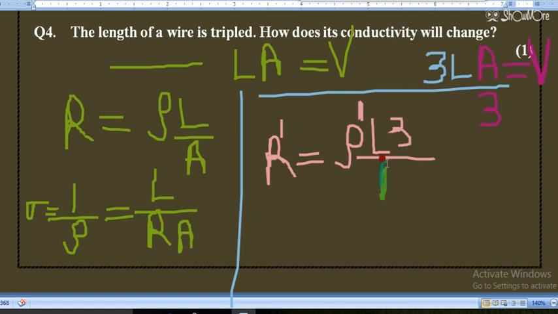A by 3. So basically students, you can understand in this way also, but you can understand in another way also. I think this will confuse you. This thing will confuse you.